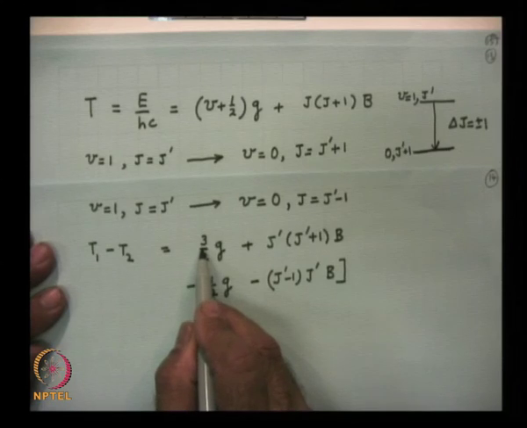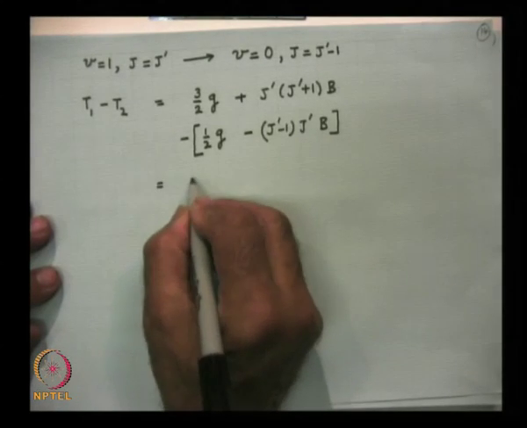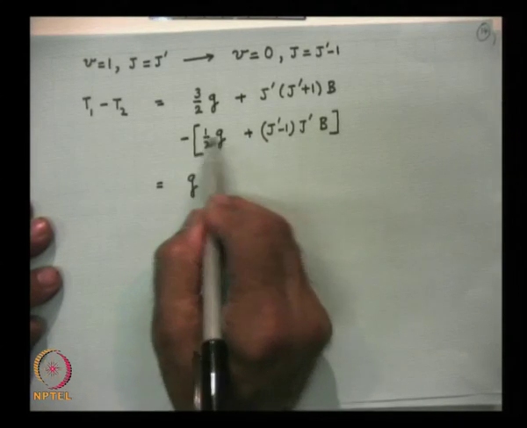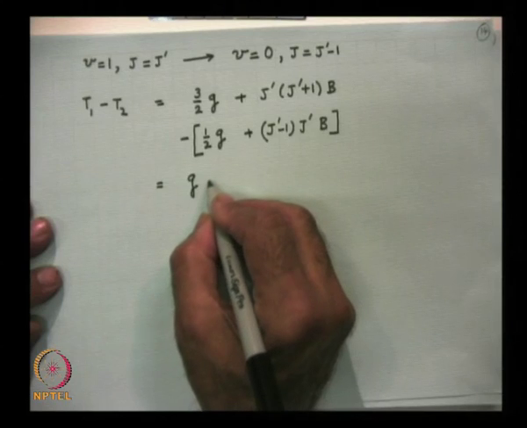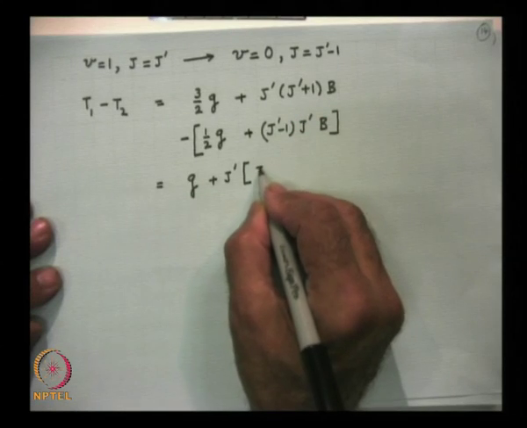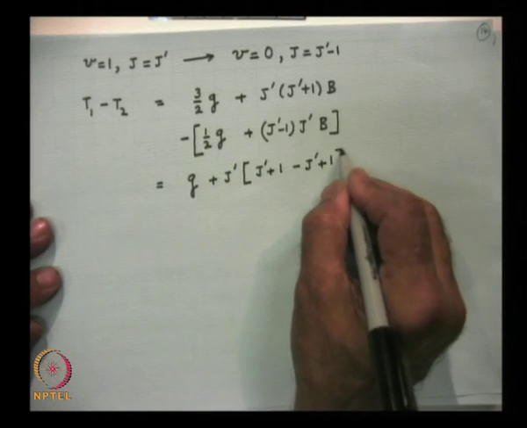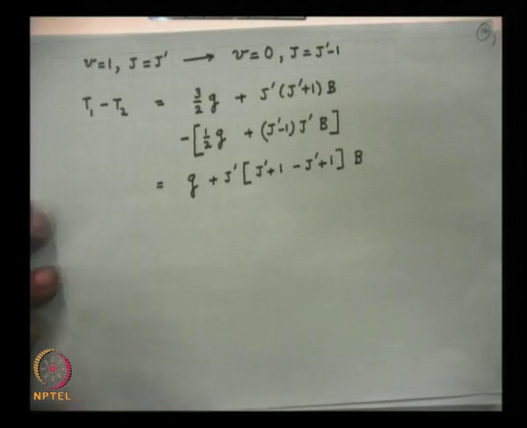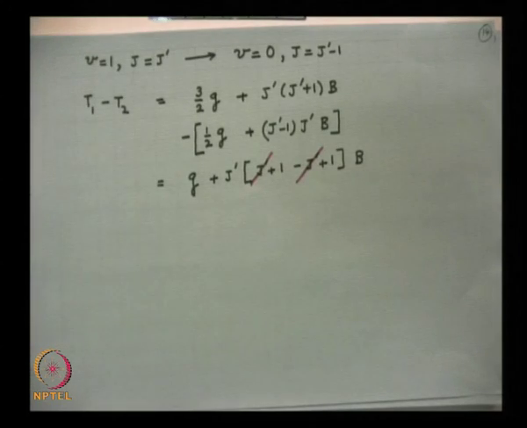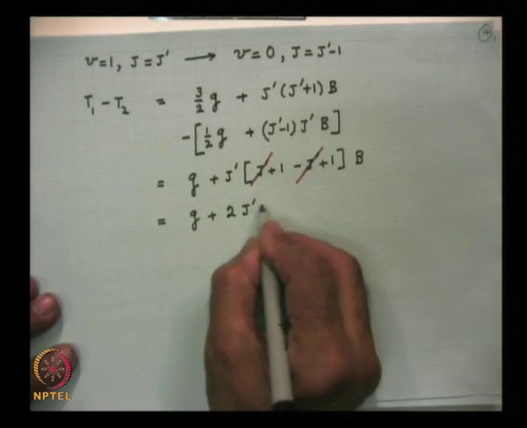So, if I calculate this, 3 by 2 minus half will become G, and minus minus, so this will be plus, I am sorry. So, J prime, if I take outside, you will get J prime into J prime plus 1 minus J, this is a very trivial simple calculation, into B. So, the J prime cancels out. So, as earlier, this will be G plus 2 J prime B.